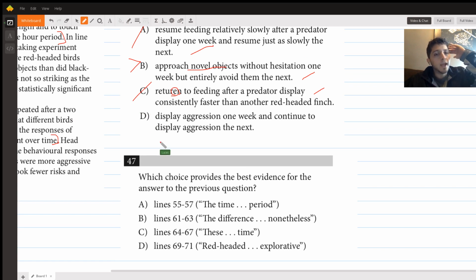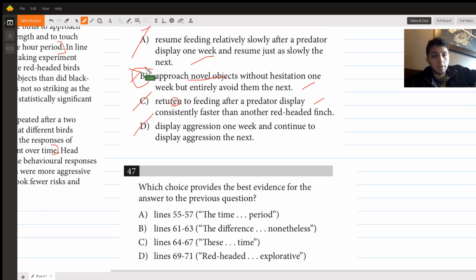D says that it would be atypical for a red-headed finch to display aggression 1 week and continue to display aggression the next. First thing we notice is the behavior is consistent. That's not atypical. That's what we expect. Second thing, we know that red-headed finches are more aggressive than the black-headed finches, so their display of aggression is actually typical as well. So we can get rid of D. That means that we're going to be left with B.